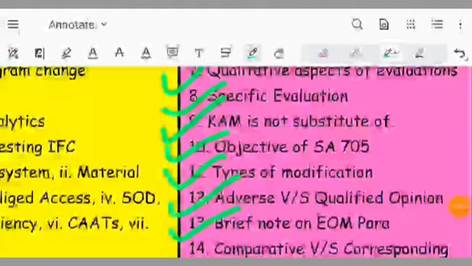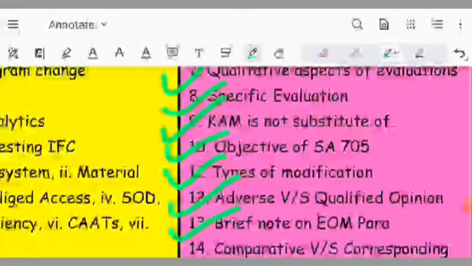The next question is regarding the brief note on the emphasis of matter paragraph. In the emphasis of matter paragraph, it is a matter which is already disclosed in the financial statements, but as per the auditor it is of such importance that users require much attention, so that matter is also displayed in the auditor's report along with the financial statements, right?